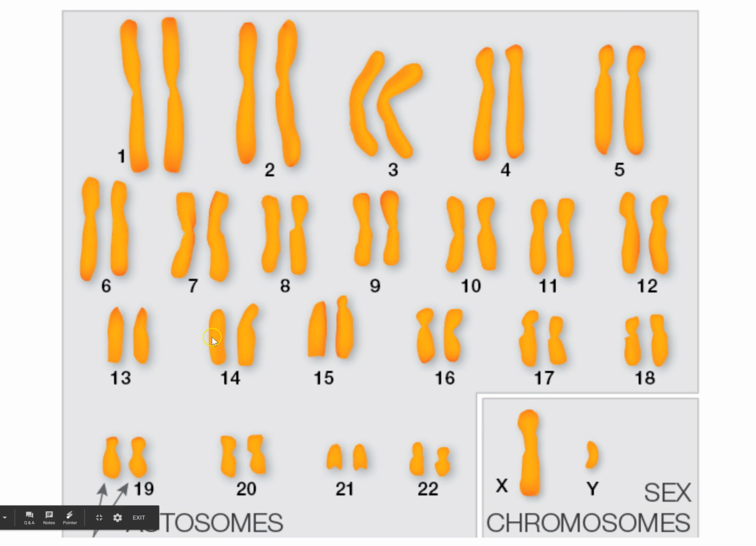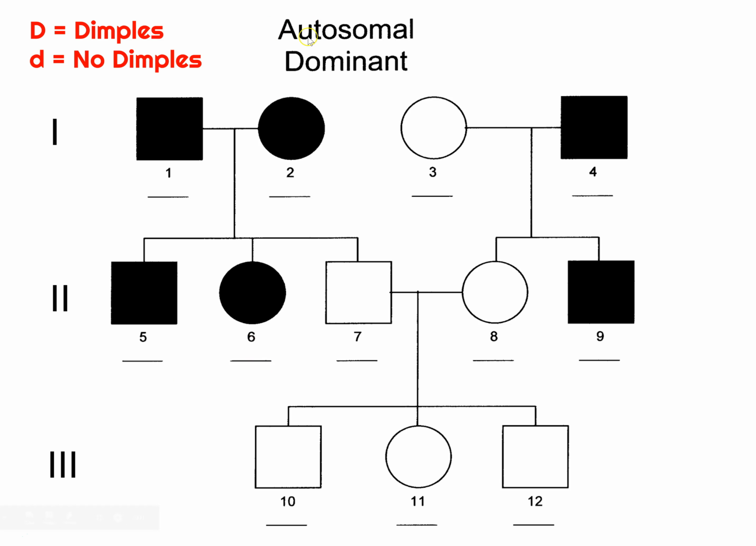So we have autosomal disorders, and then we have sex-linked disorders. Autosomal disorders are going to be somewhere in chromosomes 1 through 22. Sex-linked disorders are only going to be on these X chromosomes, okay? So let's start out with some autosomal disorders, so in chromosomes 1 through 22. Let's start out with an autosomal dominant disorder. So we're just going to say dimples versus no dimples. Dimples is our disorder, not really a disorder, but we're just going to use it as our example. We're tracing dimples through this family right here.